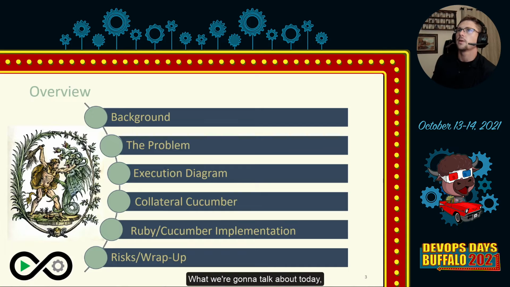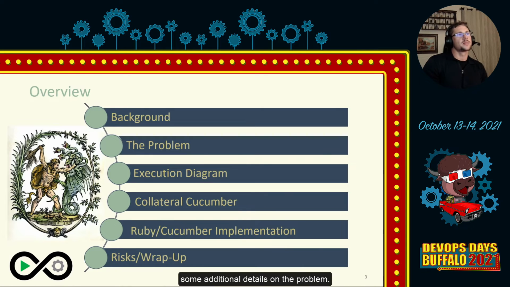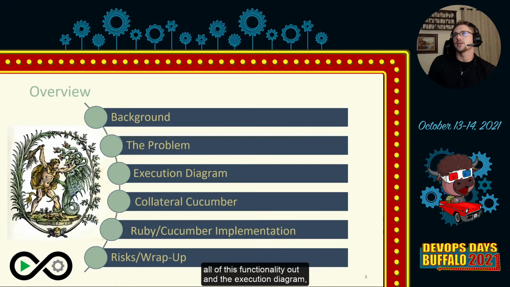Components. What we're going to talk about today, we're going to talk about the background of why this became a presentation. There are a few blog posts that will provide some additional details on the problem, what was I trying to solve when I built all of this functionality out? And the execution diagram will really talk about the solution to that problem at a high level. So define the problem, define the solution.